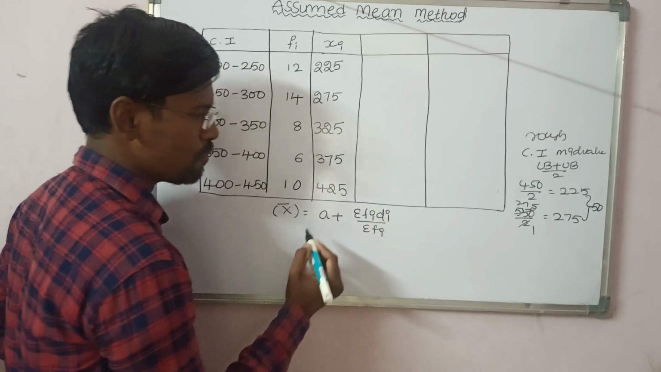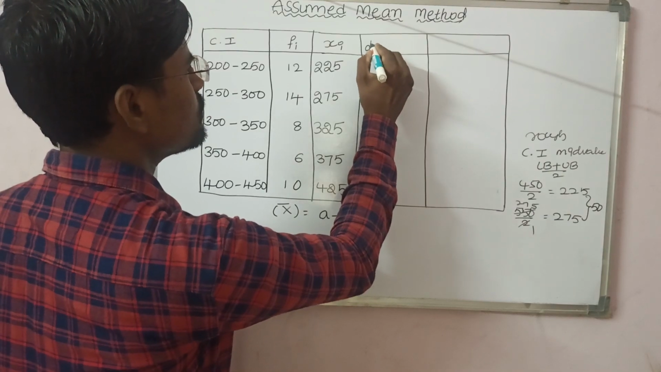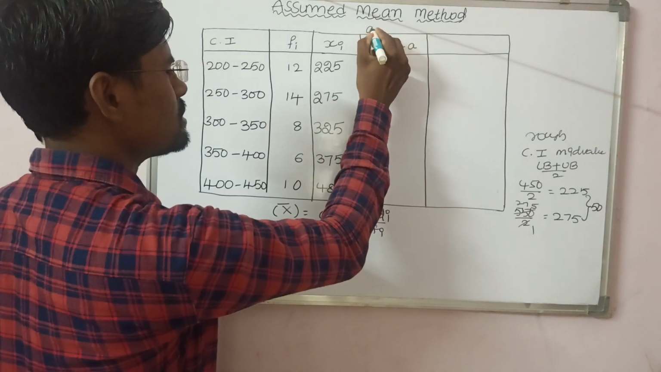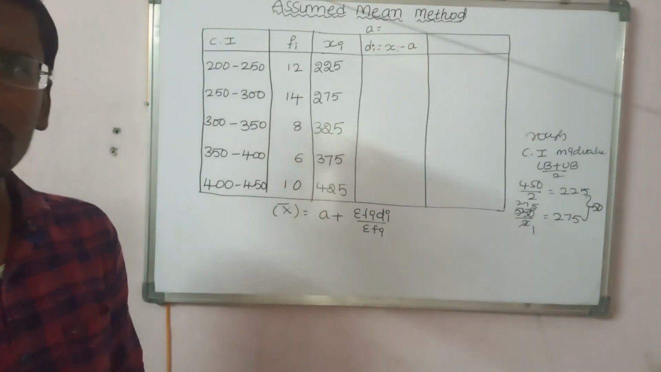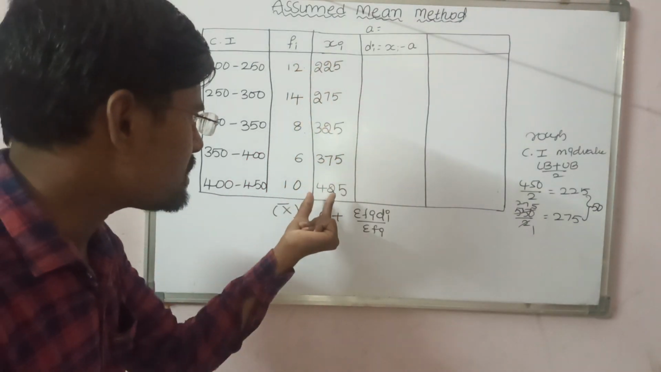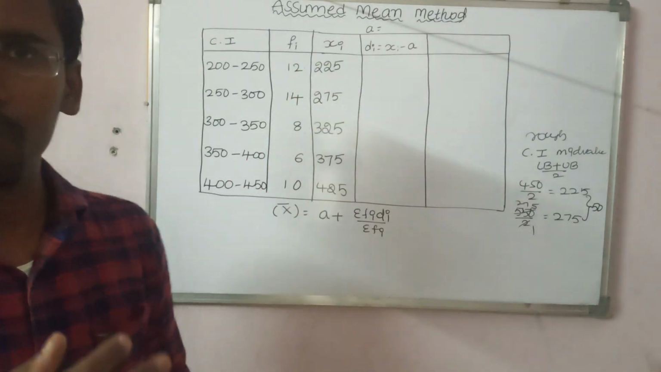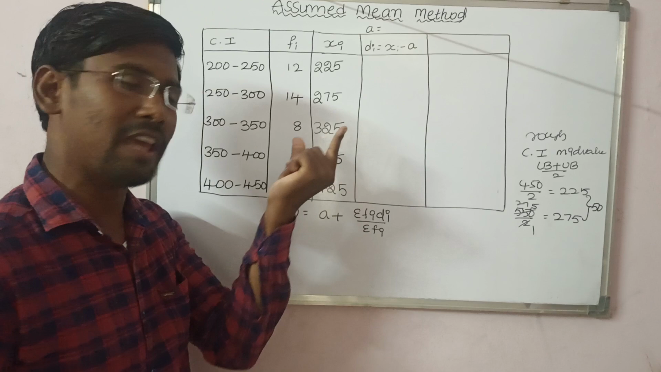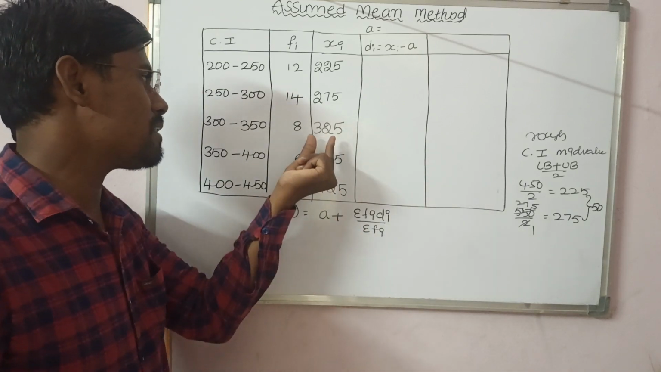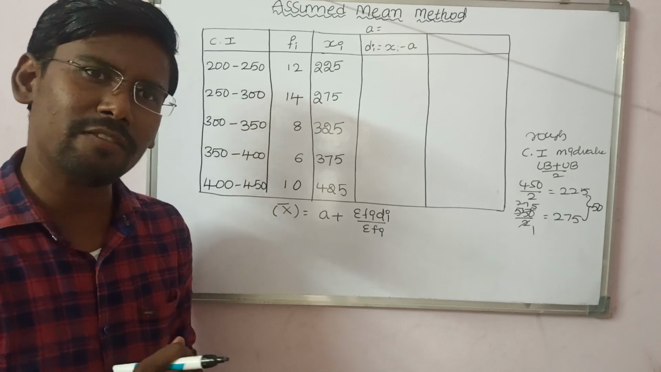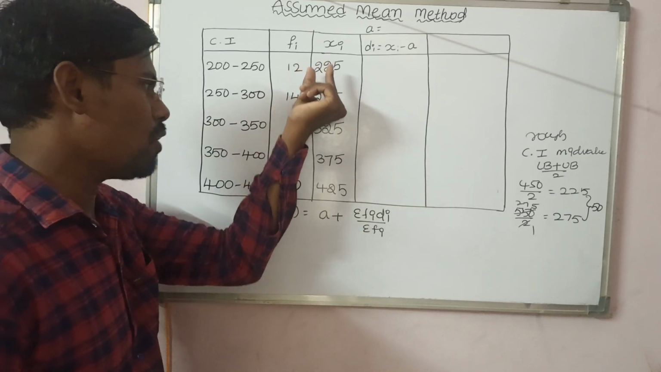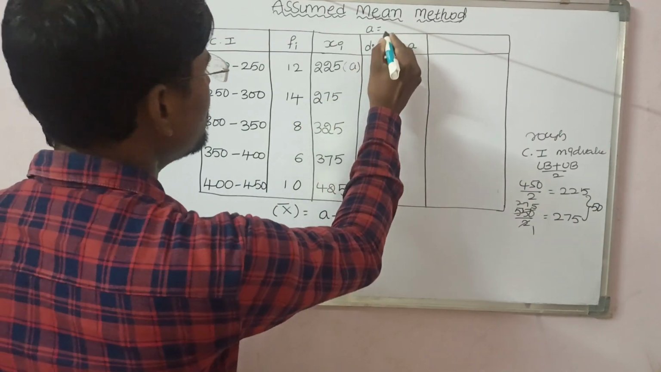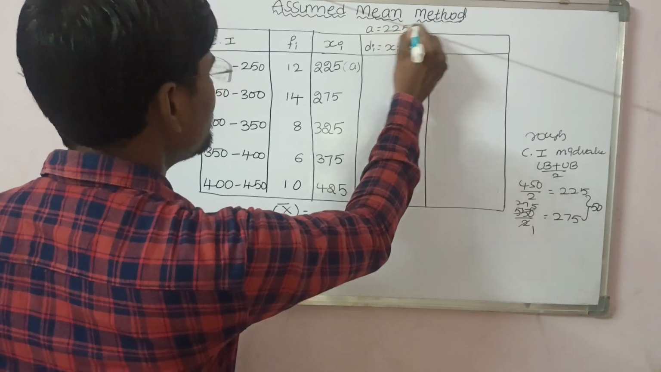Now we should find di. We know the formula: di is equal to xi minus a, where a is the assumed mean. From where do we have to assume the mean? Any one of the mid values of the class intervals. Most teachers and schools say to assume only the middle value, but don't go that way. Assume means we imagine any value from xi. So first I am assuming the first of the mid values, that is 225. So a is 225.